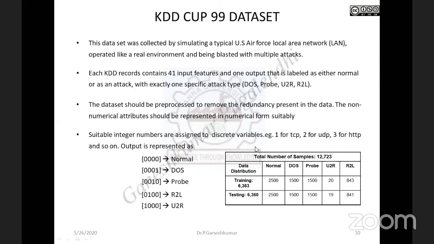The dataset is downloaded from the KDD challenge website, the knowledge discovery in data mining KDD Cup 99 dataset. There you can find an enormous amount of data. Out of that, 12,723 samples were taken: 6,000 for training and 6,000 for testing. The class-wise distribution of samples is displayed. The output is represented like this: there are 4 nodes, all 0 represents normal, and a 1 in the corresponding node represents the corresponding class. This is discussed as a softmax function in the deep learning neural network model.